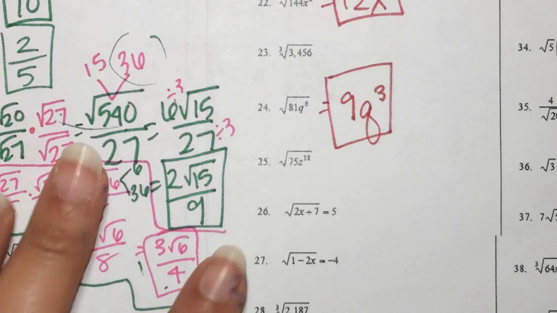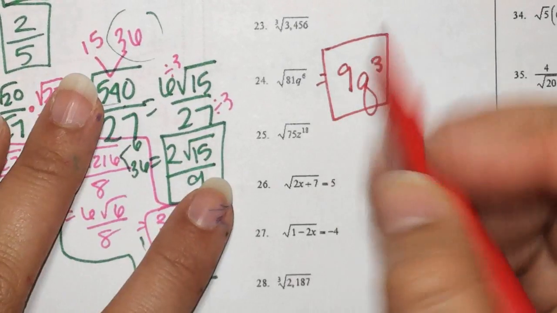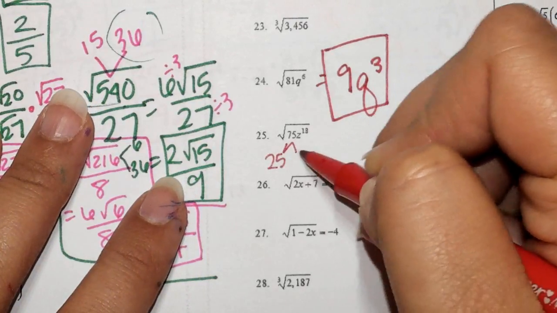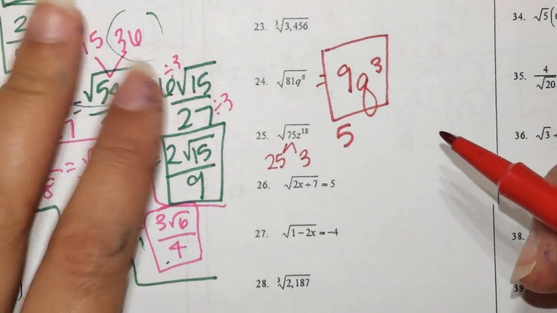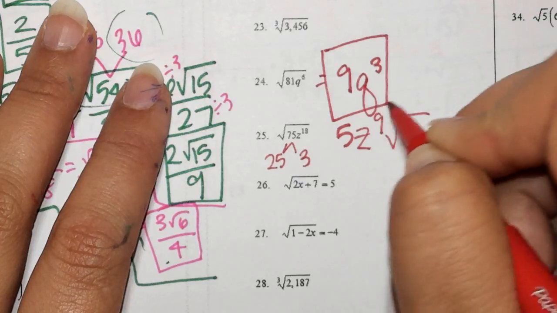Let's look at 25. What's the biggest perfect square that goes into 75? So you have 5. Now how many times does 2 go into 18? 9. So 5z to the 9th times the square root of 3.